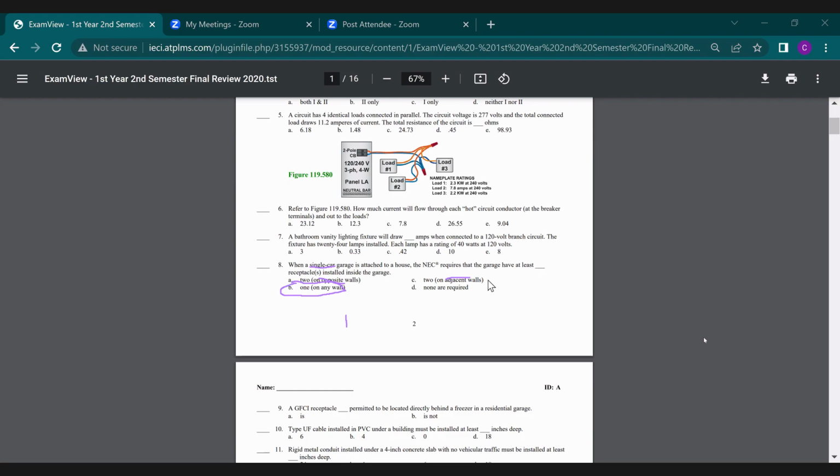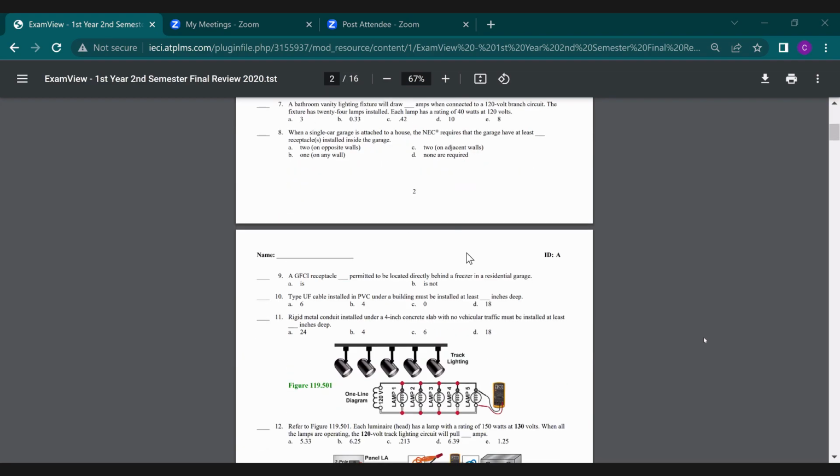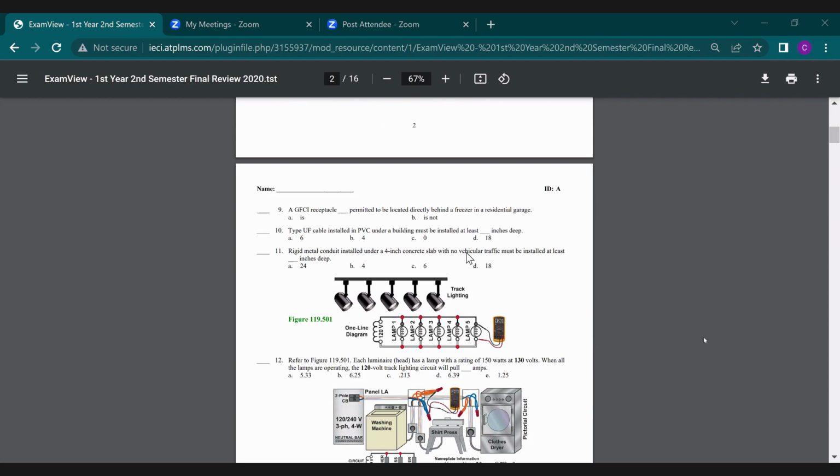Clear all those drawings off. Let's move down in the review to number 9. Number 9, a GFCI receptacle blank permitted to be located directly behind a freezer in a residential garage. GFCI receptacle blank permitted to be located directly behind a freezer.